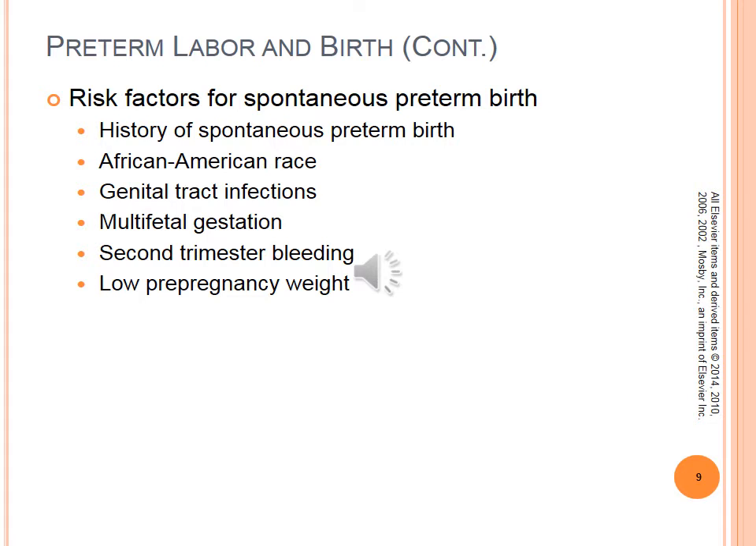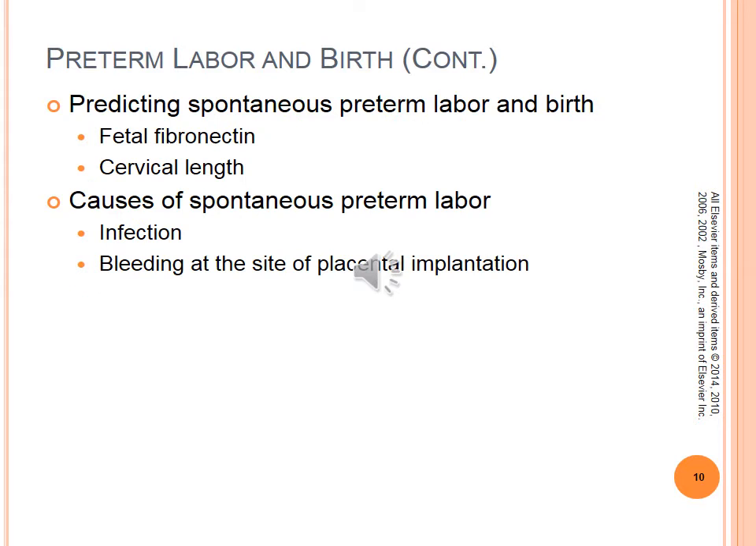Risk factors for spontaneous preterm birth: history of spontaneous preterm birth, African American race, genital tract infections, multifetal gestation, second trimester bleeding, or low pre-pregnancy weight. These are all risk factors for spontaneous preterm births. On page 442, there are two boxes located in this chapter: predicting spontaneous preterm labor and birth, fetal fibronectin, and cervical length. Causes of spontaneous preterm birth could be infection and bleeding at the site of placental implantation. See page 443 in your textbook.